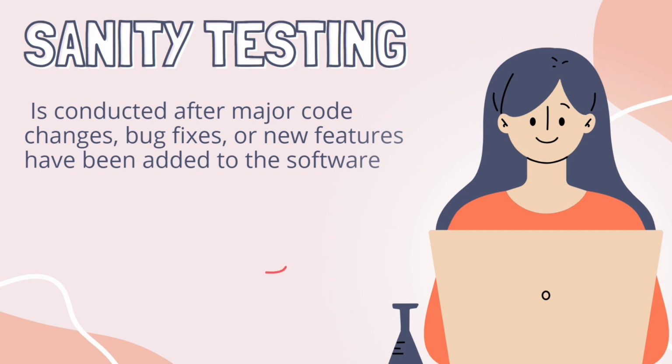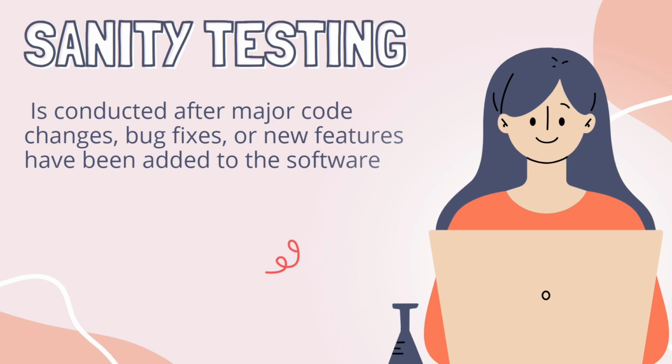So what are the characteristics of sanity testing? It focuses testing on specific areas or features affected by the recent changes, typically performed after code changes, bug fixes, or feature additions. It ensures that the modification did not break the existing functionality. It is less extensive than smoke testing and other types of testing, and is used to verify that the software remains as it is after the changes. That means no new issues are introduced after the changes.